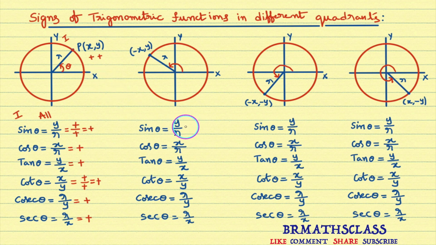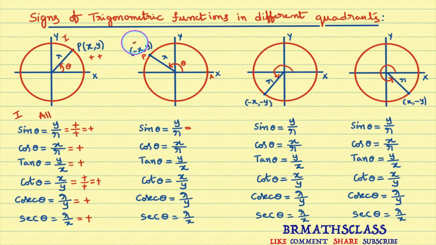Now come to the second quadrant. You see, this is the initial ray OA. OA is rotated through an angle theta such that point P is in the second quadrant.